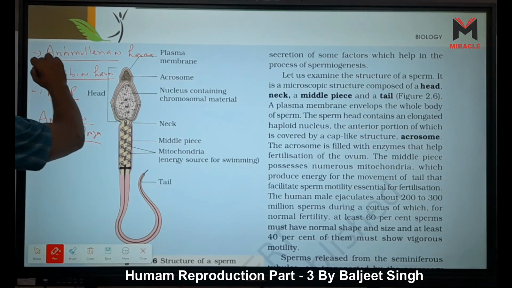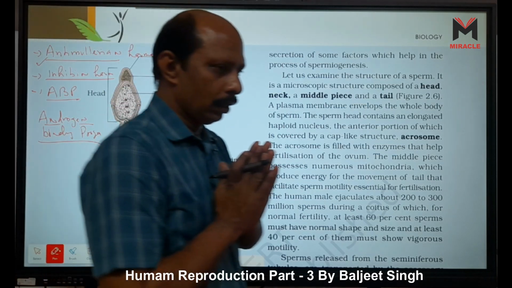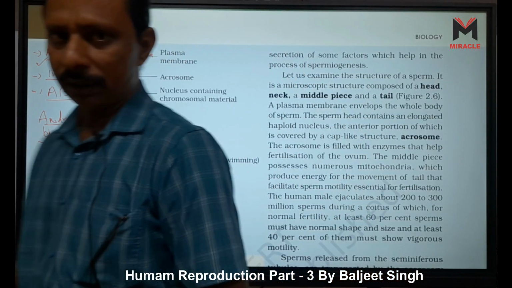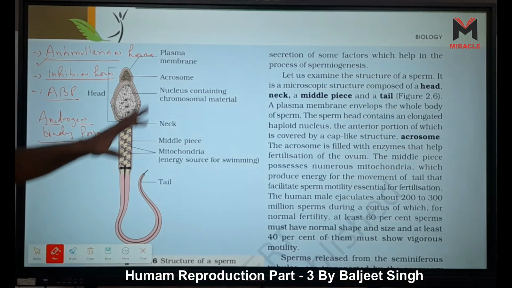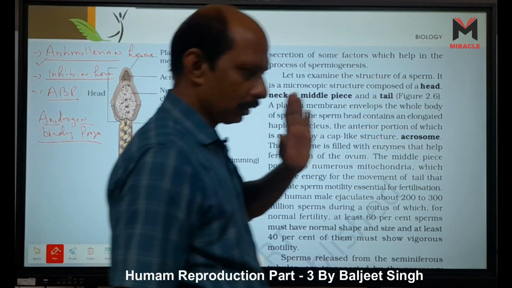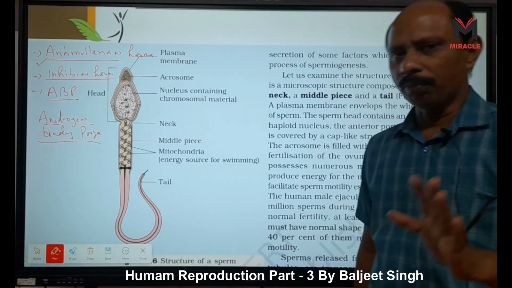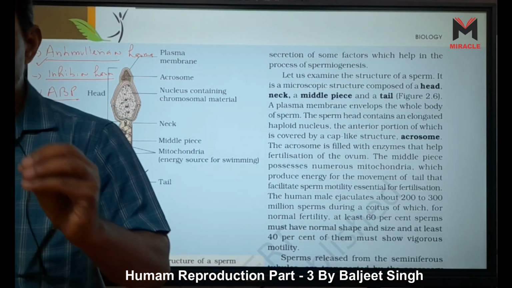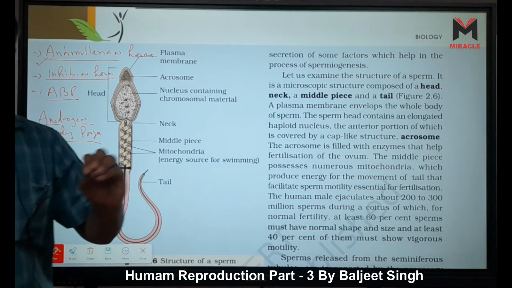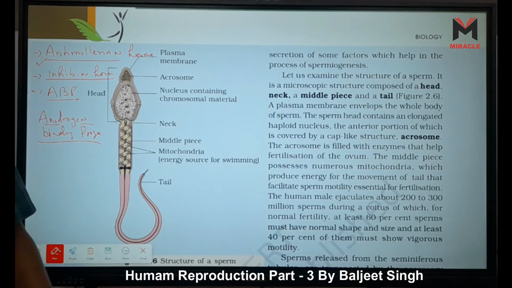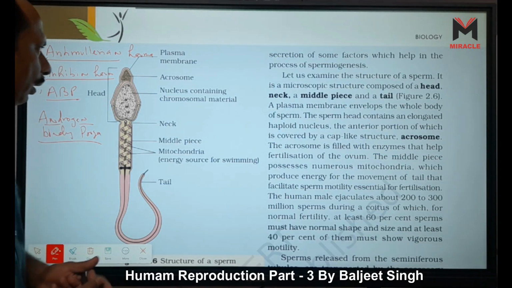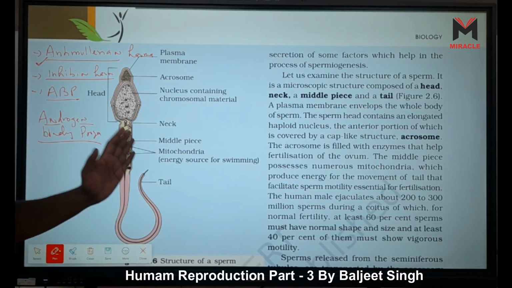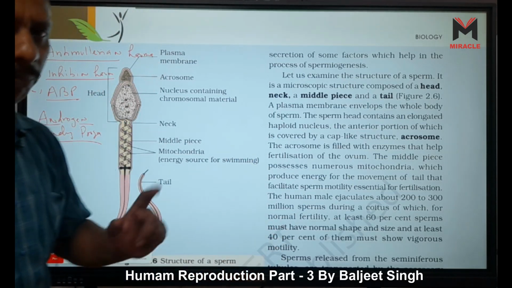Sertoli cell. Anti-Mullerian means it is responsible for inhibiting the growth of the Mullerian duct, right? Because all the reproductive ducts in males are developed from the Wolffian duct, not from the Mullerian duct, right? In females, the Mullerian duct develops into the oviducts and uterus. So anti-Mullerian means they inhibit the Mullerian duct. They are responsible for the degeneration of Mullerian ducts in males.